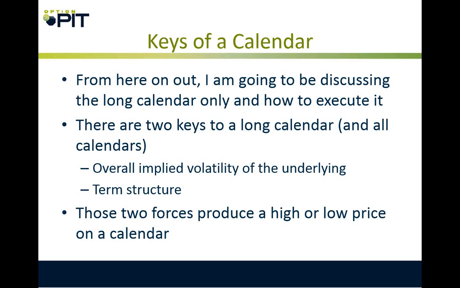All right, so there are two keys to a long calendar, and really all calendars: overall implied volatility of the underlying, and term structure. If you can put those two forces together and produce a low price on a calendar, low vol and good term structure produce winning calendars. It is that simple.